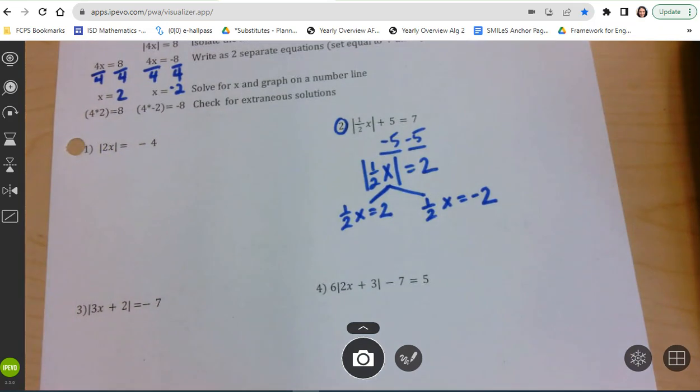Fractions can be tricky to deal with. So I want you to take a minute and see if you can figure out what the two answers for x are and see if your neighbor gets the same thing.